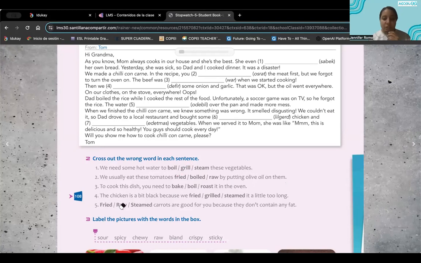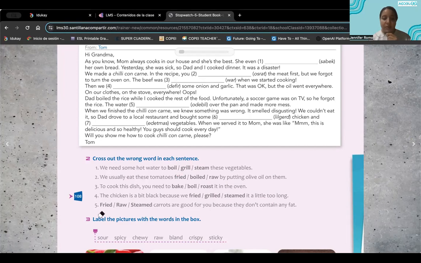The next one says, the chicken is a bit black because we fry, grill, or steam it a little too long. Too much time, so it burned. Then we have number 5. It says fried, raw, and steamed carrots are so good for you because they don't contain any fats.